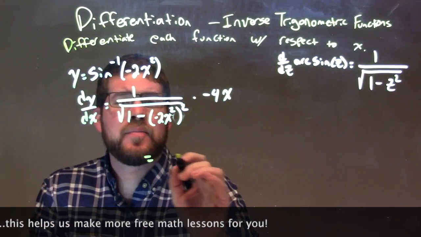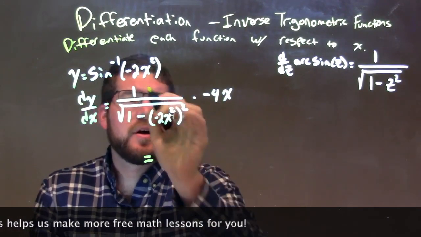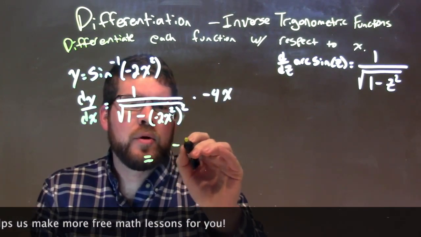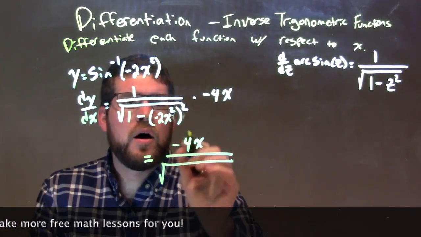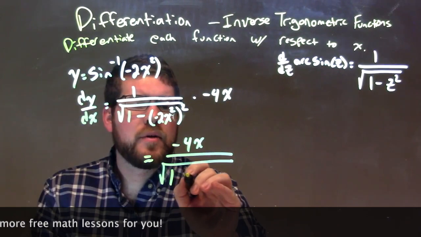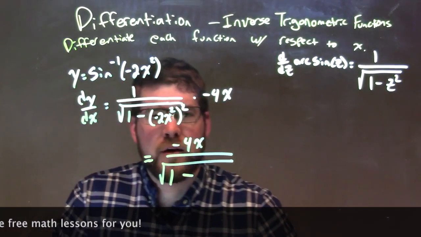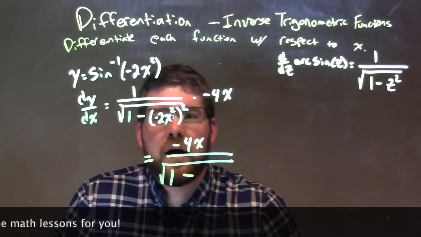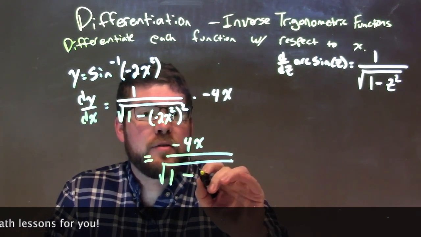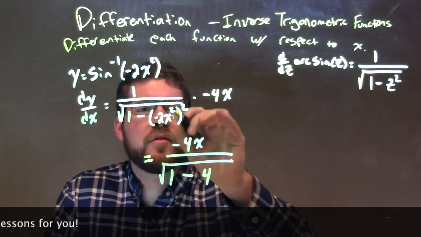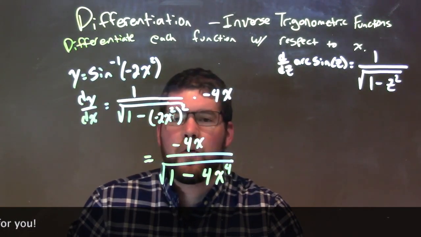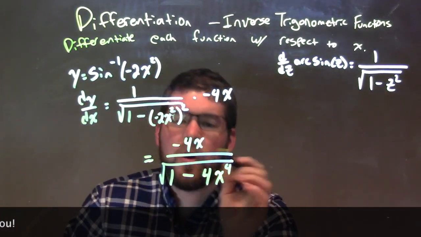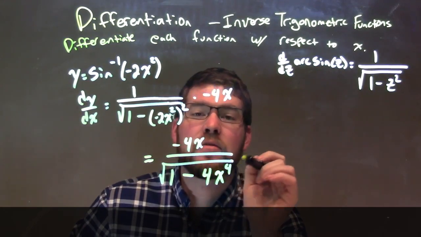So let's just clean this up a little bit. We're pretty much there. The negative 4 can come up top, negative 4x in the numerator, over our denominator. Well, we have 1 minus, and we square the negative 2x squared. Negative 2 squared is a positive 4, so we have 4 here. And then x squared squared is x to the 4th power. And there we have it. Our final answer being negative 4x over the square root of 1 minus 4x to the 4th power.